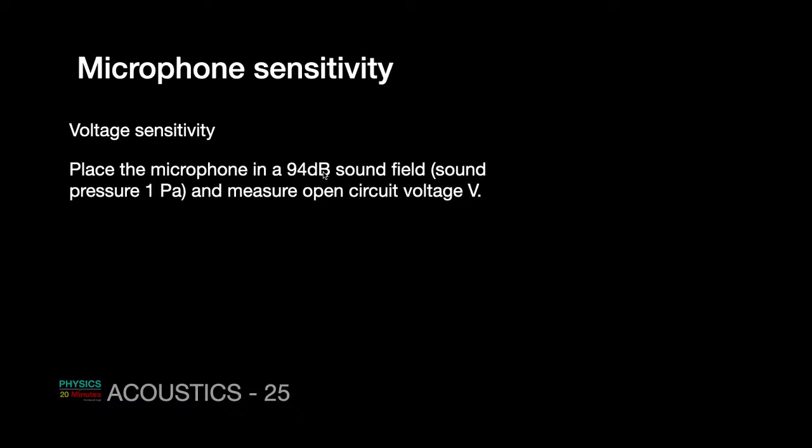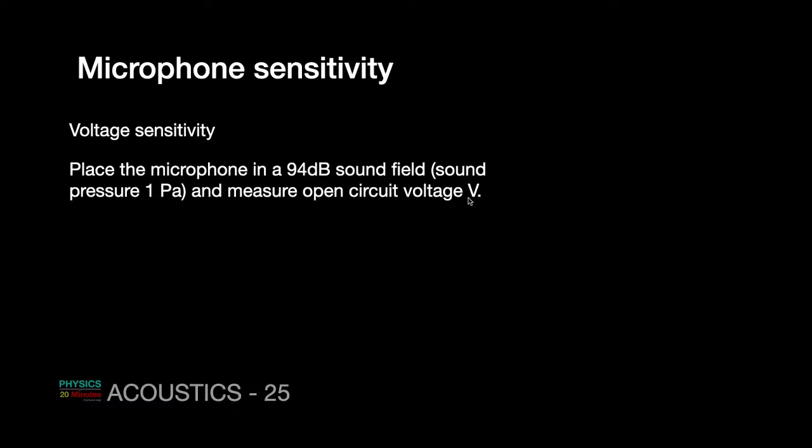Around 50, 55 dB is normal conversation. This is 94. Around 80 dB, it becomes very loud. 90 dB is the output, maybe from a jet plane or something. Very, very loud. So if you place a microphone in that loud environment, why 94 dB? Because it is equivalent to a sound pressure of 1 Pascal.